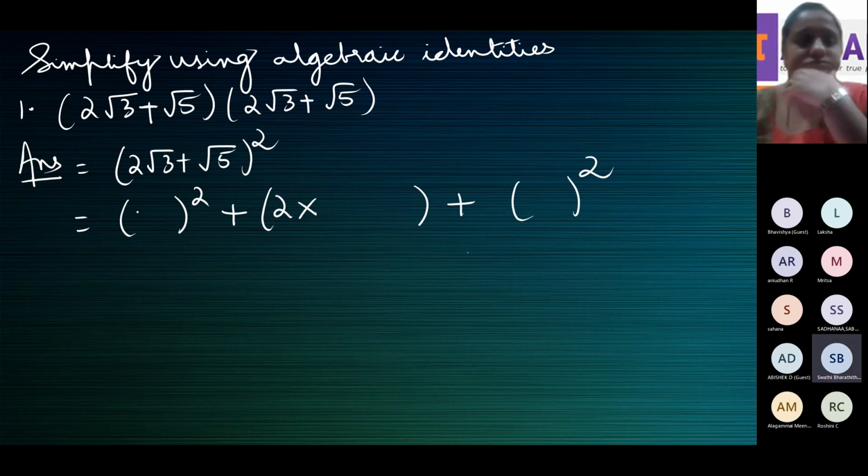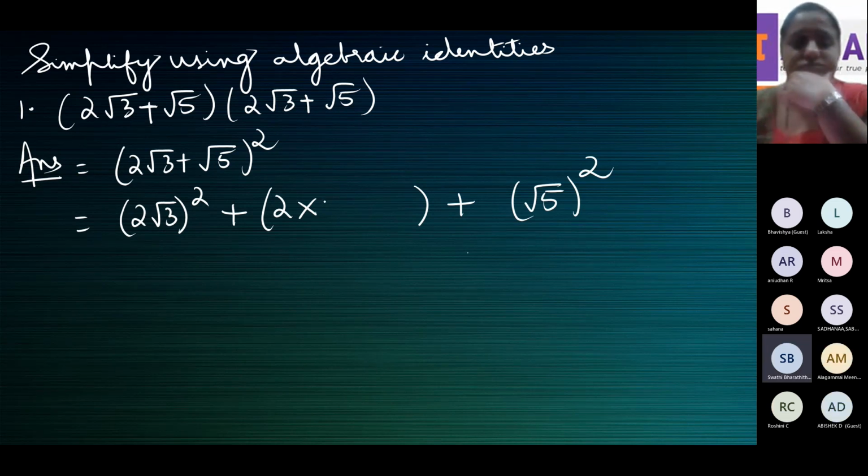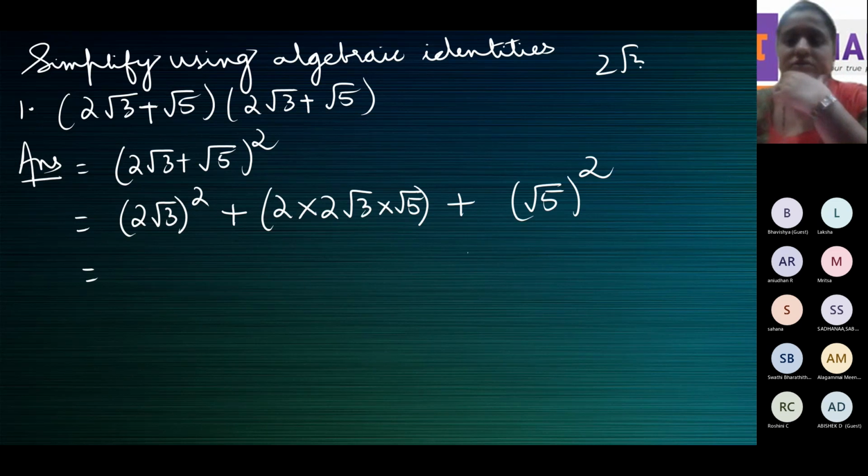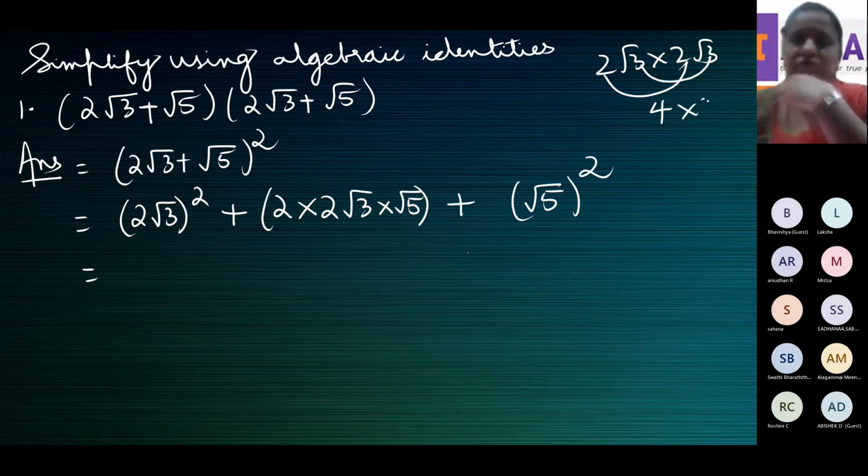2 root 3. Ma'am, 2 root 3. Here, root 5. Root 5. Here? 2 root 3 into root 5. Yeah, 2a into b. Okay, now what is 2 root 3 into 2 root 3? 2 2s are 4. Root 3 into root 3 is 3, so 12.